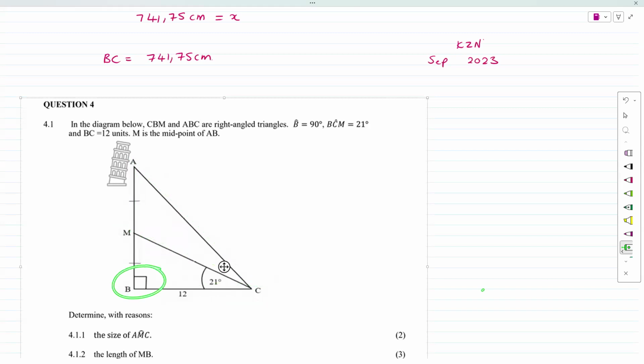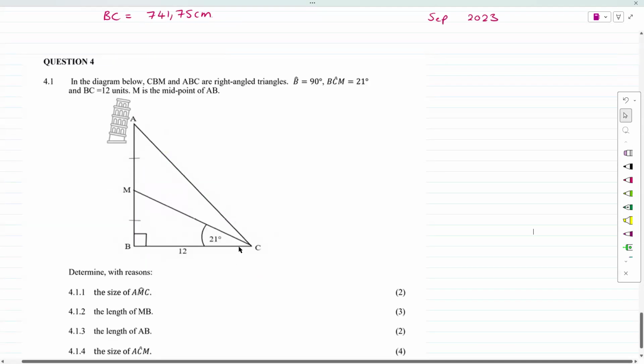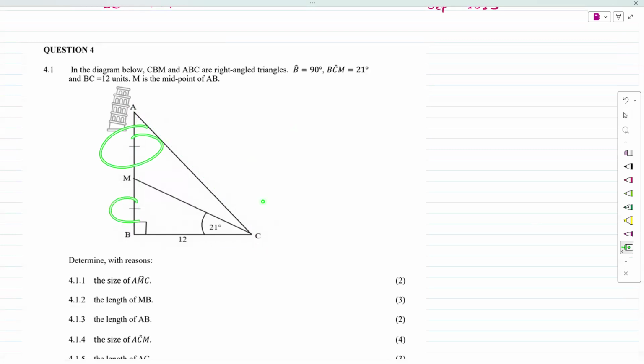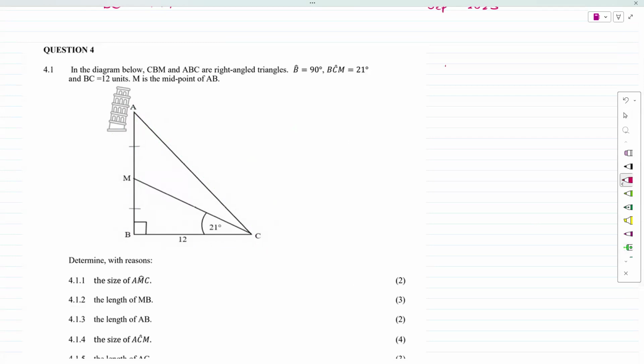That's fine. We got 21. We got BC is 12. And we got M is the midpoint. Therefore, they're telling us that this and this is equal. There's a lot of questions, but it's also a lot of easy questions. So firstly, 7.1.1, calculate the size of angle AMC. So triangle AMC.